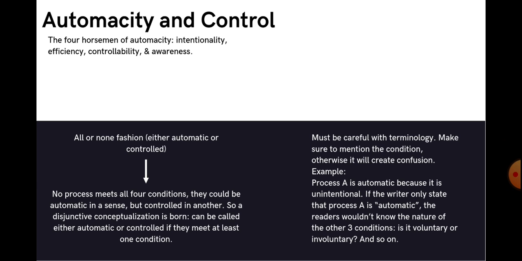So with the application of this disjunctive conceptualization, what we must be careful about is the terminology. We have to make sure to mention the condition, otherwise it will create confusion. For example, process A is automatic because it is unintentional. But if the writer only states that process A is automatic, the readers wouldn't know the nature of the other three conditions. For example, is it voluntary or involuntary, and so on. So we need to emphasize in which sense it is automatic. It is automatic in the intentionality sense, and it can be controlled in the controllability sense.